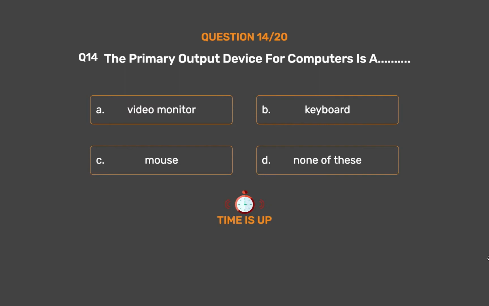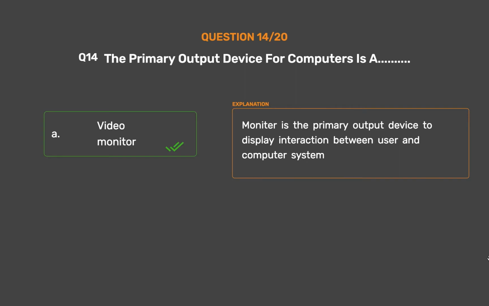The correct answer is option A. Video monitor. Monitor is the primary output device to display interaction between user and computer system.